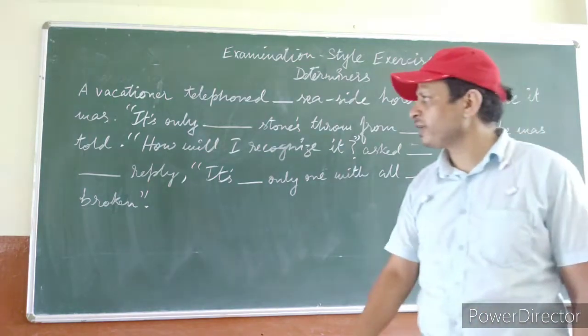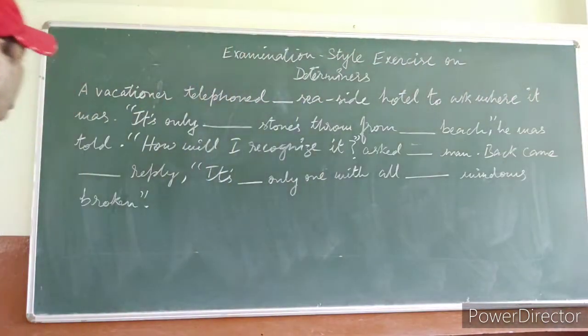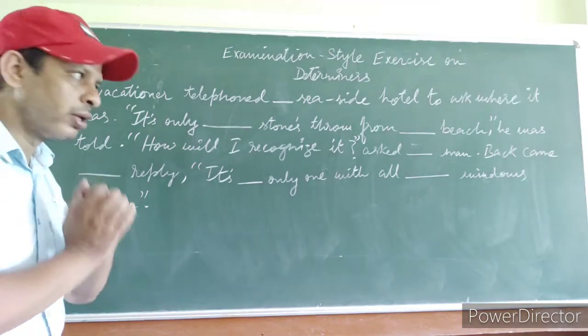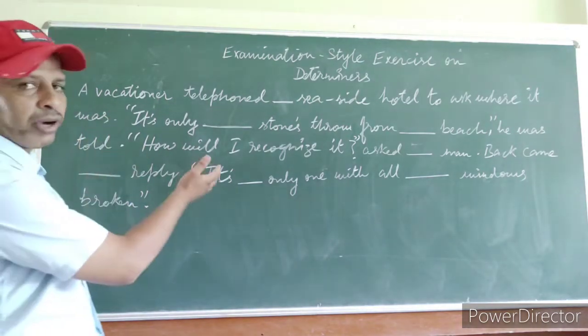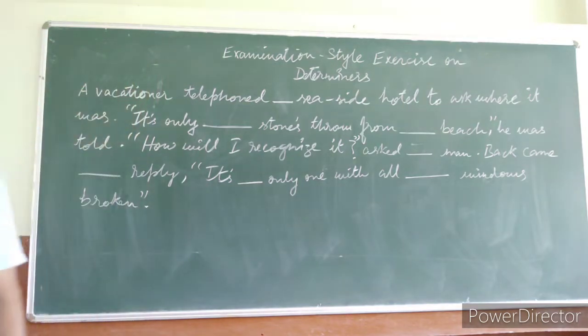I'll read it for you once again. A vacationer telephoned dash seaside hotel to ask where it was. It's only dash stone's throw from dash beach, he was told. How will I recognize it? Asked dash man. Back came dash reply. It's dash only one with all dash windows broken. So take some time and try to find out the correct answers.